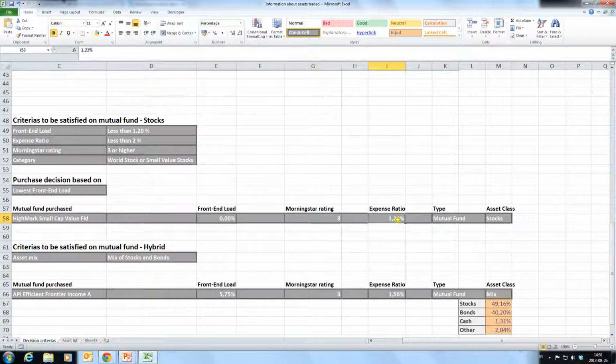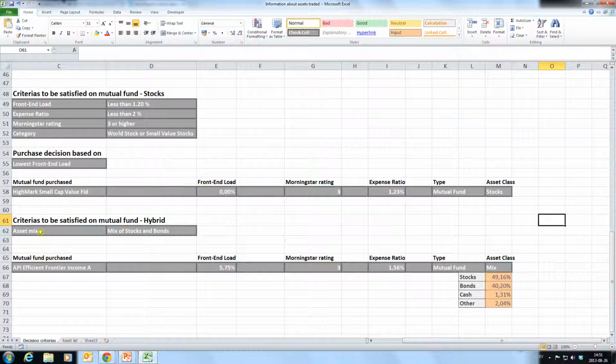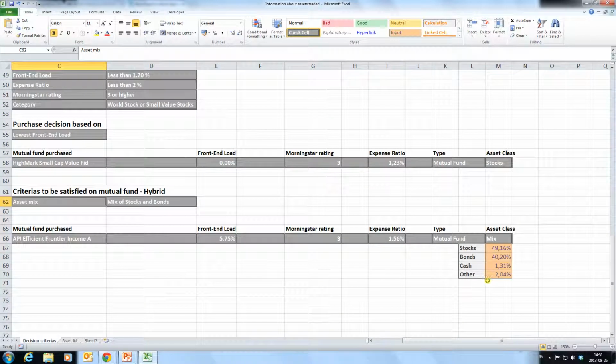Write down the information that I used, and now I see that I have a type that was mutual fund and the asset class was stocks. On the other hand, the other fund, I didn't really have any criteria, so I just wanted to give you an example of this fund. So I took any fund with a mix of stocks and bonds. And in this case, I need some more information on the asset class, because this is not just stocks or bonds. So I'm actually writing up all the information that I had. It had 49% in stocks, 40% in bonds, 1.31% in cash, and 2% in other.